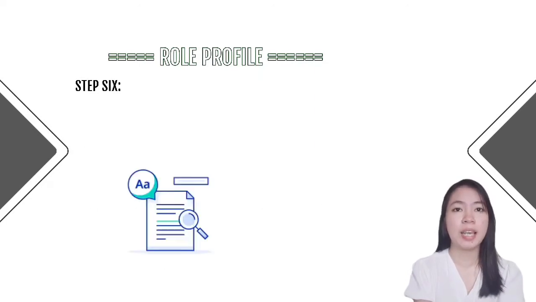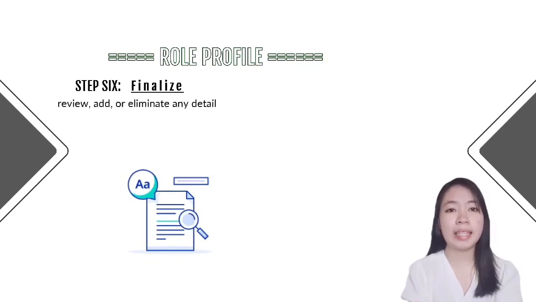Step 6. Finalize. For review and approval, a draft of the job description should be provided to higher management and the position supervisor. Before the final job description is approved, a draft allows you to review, add or eliminate any detail.